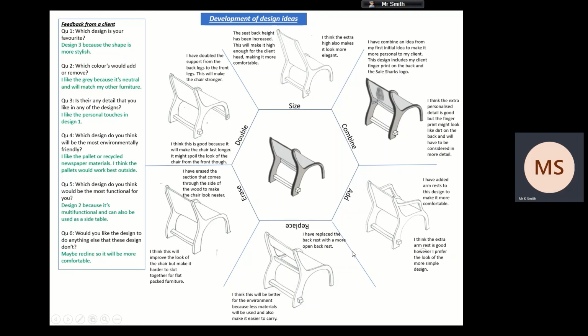So I think this is a really good way of developing the idea by considering a range of different options and thinking through the design a bit more, again, based on client feedback as well. Okay, thank you.